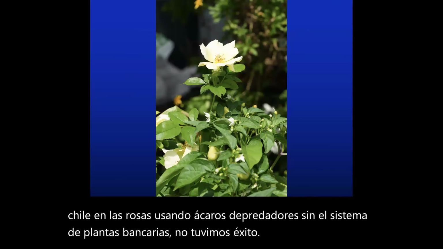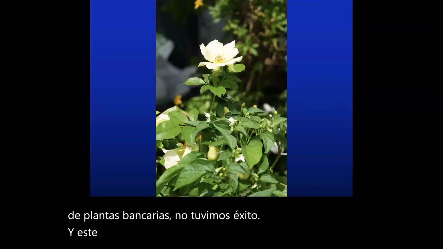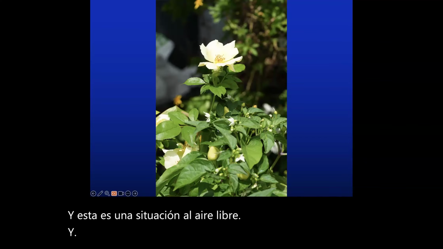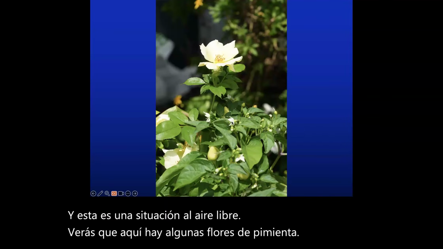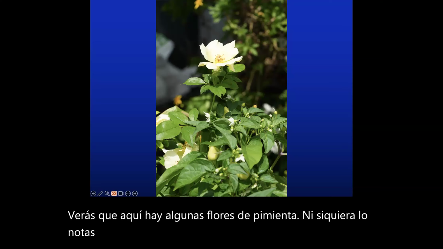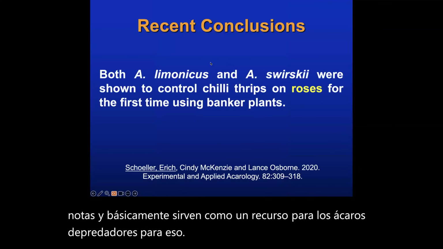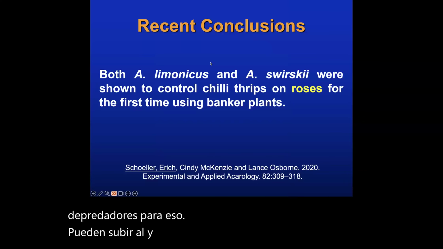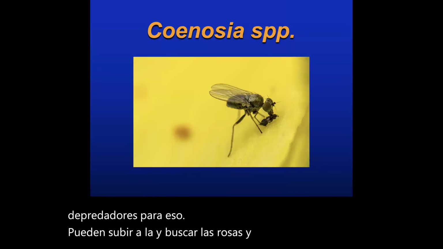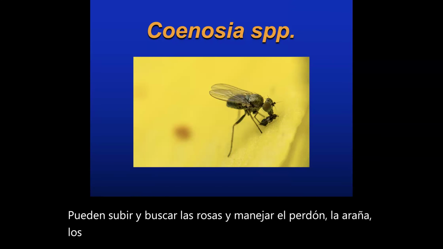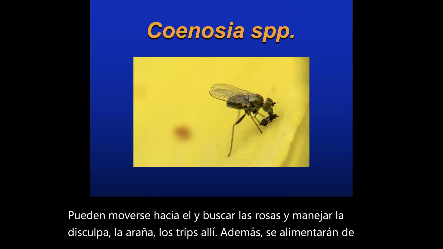And this is an outdoor situation, and you'll see that there are some pepper flowers here. You don't even notice it, and they basically serve as a resource for the predatory mites so that they can move up into and search on the roses and manage the thrips there. Plus they'll feed on spider mites if they happen to find them.